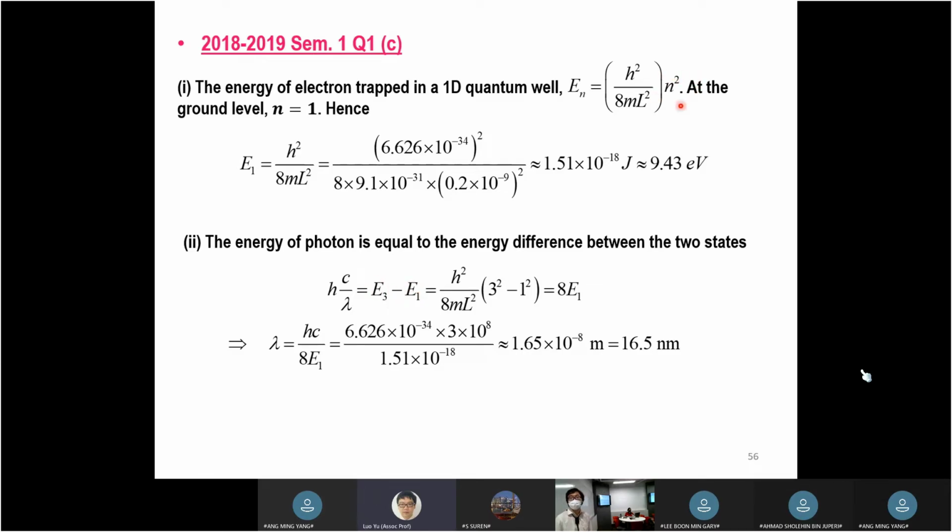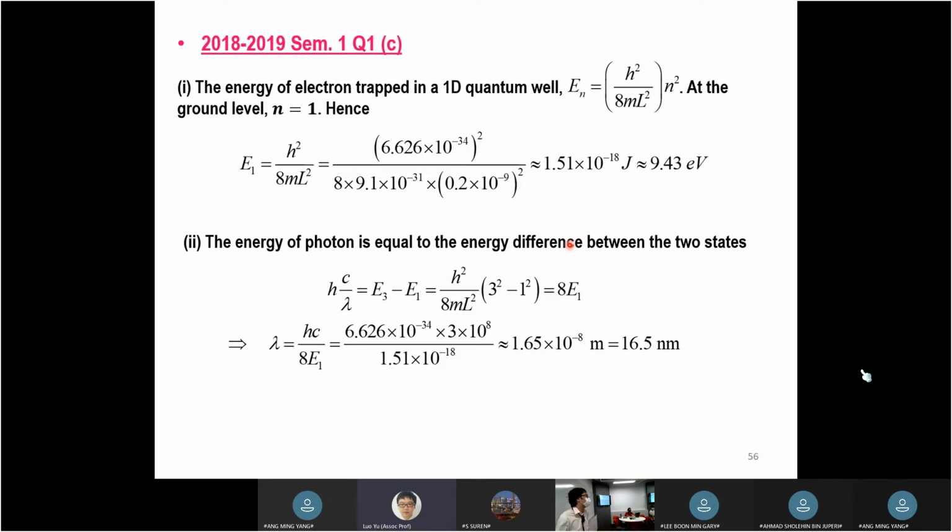So E3 is when we update this N equal to 3, so this becomes 9 times this guy, so this is E1. Okay, so it's 3 squared minus 1 squared equal to 8, so this is 8 times E1. So here I just write this for simplicity. You can also get the exact value and use hc divided by the exact value. That is also the way. So in this case, you find my lambda is about 16.5 nanometer. Okay. So 3 marks each.